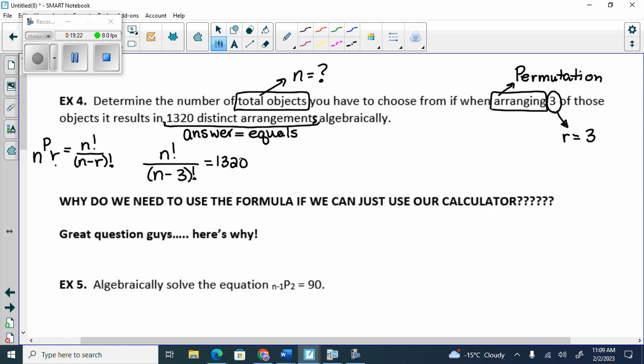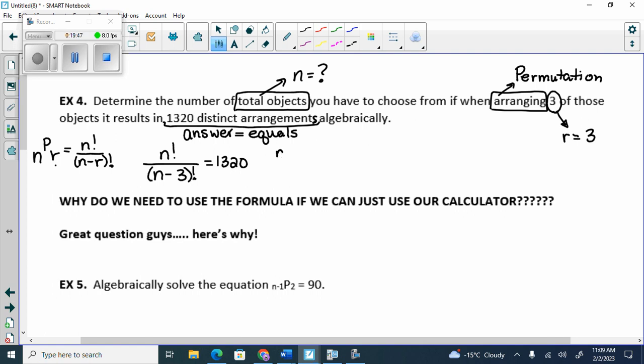So we're doing it the same as we just did the last example. Which one's bigger, n factorial or n minus 3 factorial? So let's put in a 7. This would be 7 factorial. This would be 7 minus 3 factorial. So this would be 4 factorial. So which one's bigger, the top or the bottom? The top. And for this formula, the top will always be bigger, just so you know.